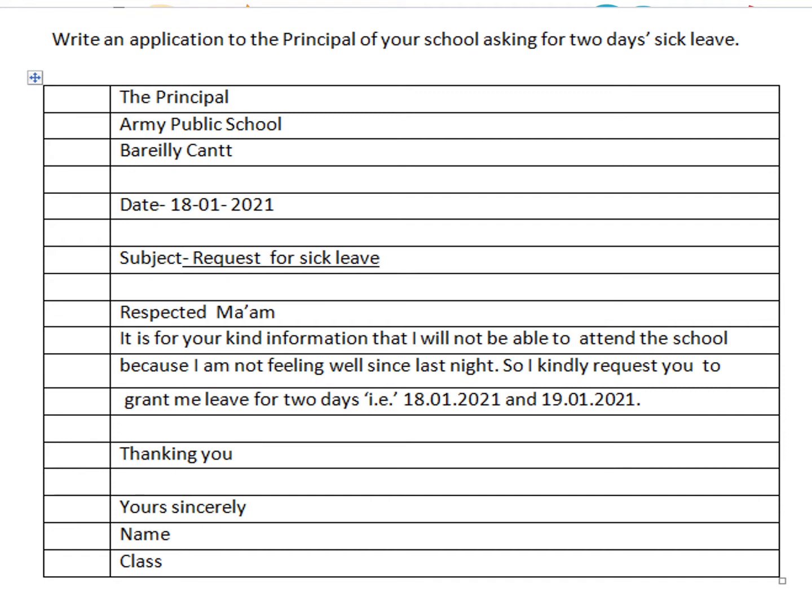Write an application to the principal of your school asking for 2 days sick leave. This you have already done in your previous classes, but still look at the format here. First of all, we write down the address to whom we are addressing, like this is the address. Then we write the date. Then what is the subject? Request for sick leave. Then we address, respected ma'am. This is called the body of the letter or the application. Then thanking you, yours sincerely, name and class. These things you write down in a formal letter.